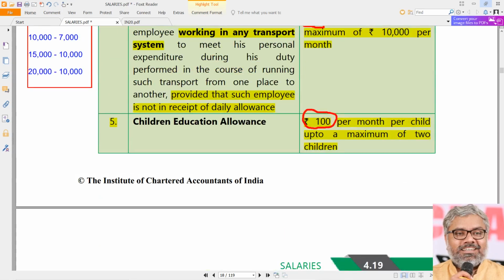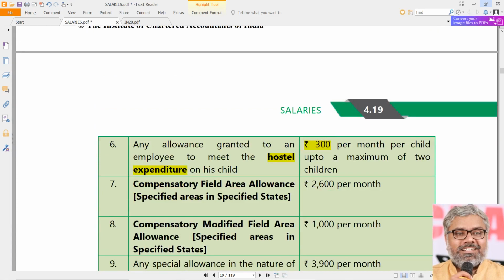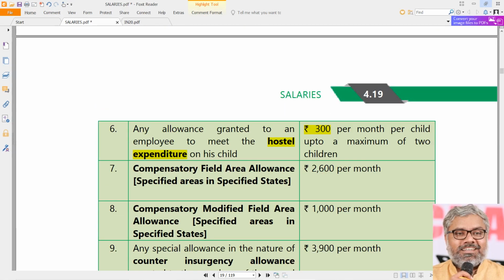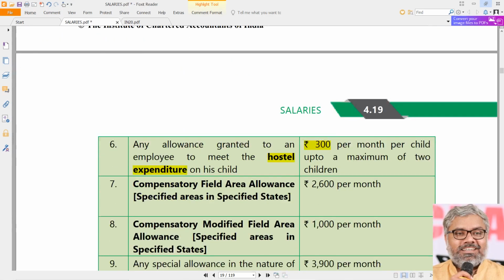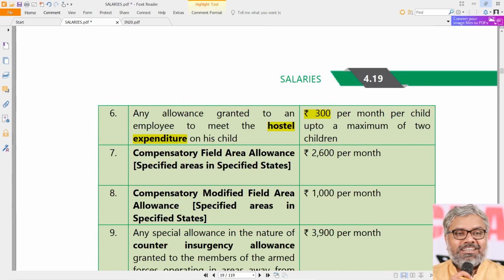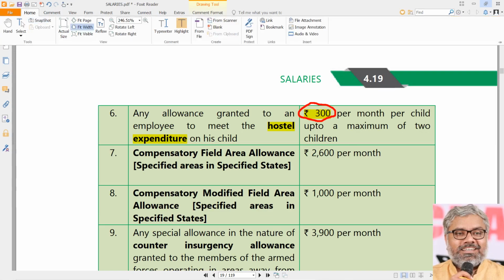Education allowance is up to 100 rupees per month per child, whereas hostel expenditure allowance is 300 rupees per month per child, up to a maximum of 2 children. That is the amount of exemption granted by law, 100 rupees and 300 rupees for children education allowance and children hostel allowance. Once again, 300 rupees per month, how it will be enough for hostel, that only lawmakers can tell us.